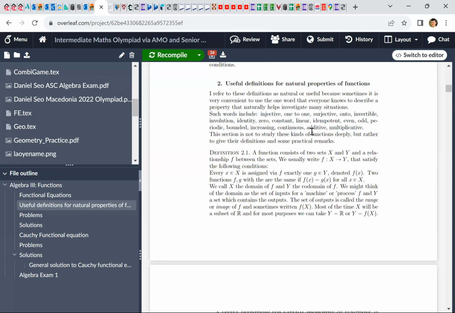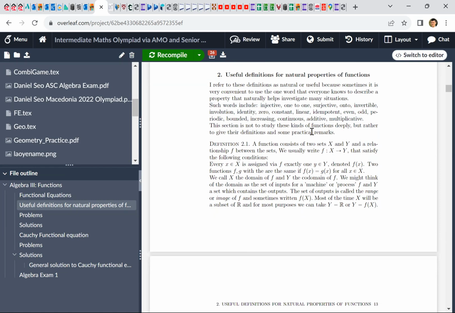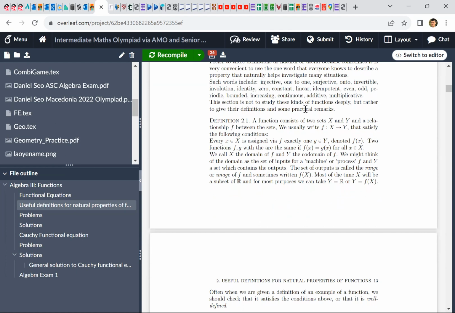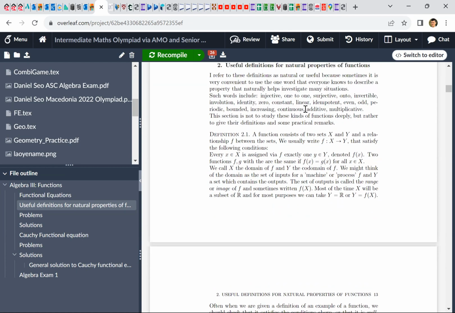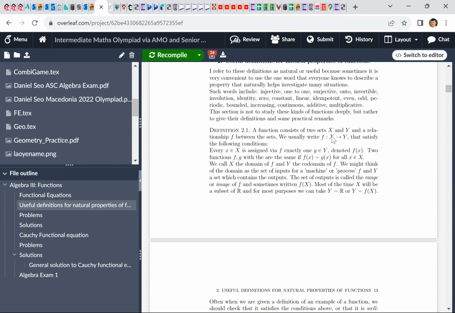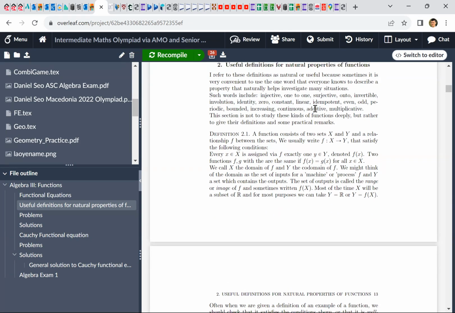Alright, so, I think we've got identity. So which ones are already done? I think we've done surjective. So surjective means everything in Y, capital Y, has some little x which outputs little y. Okay. All right. Can someone tell me what periodic means?